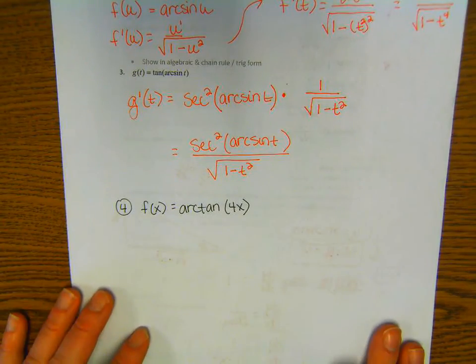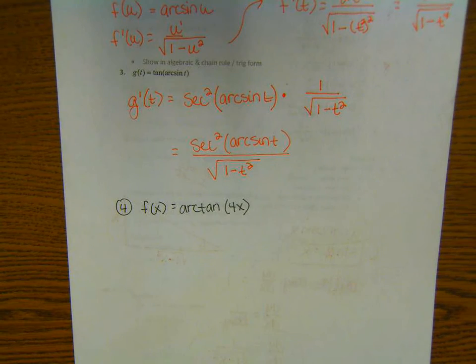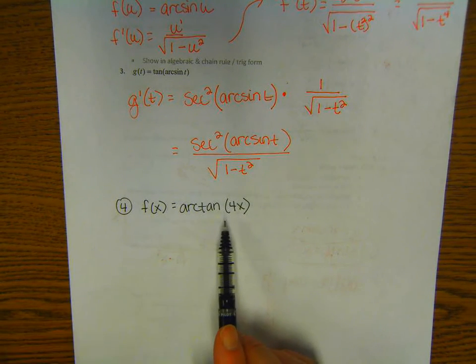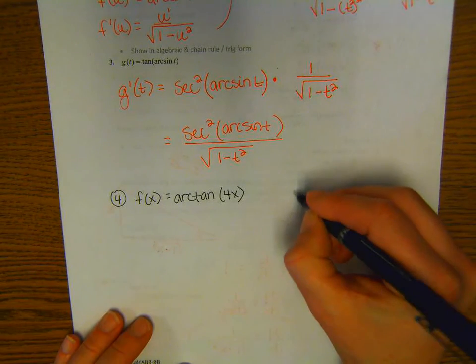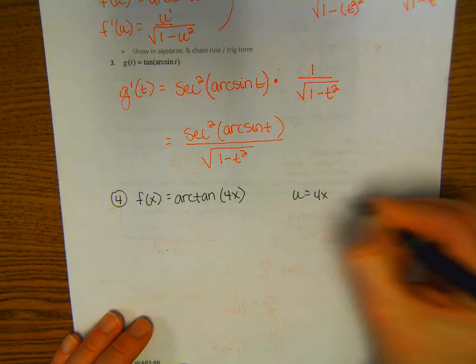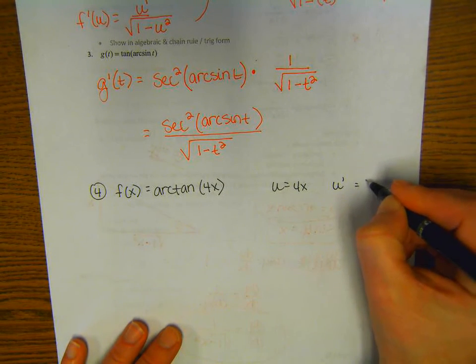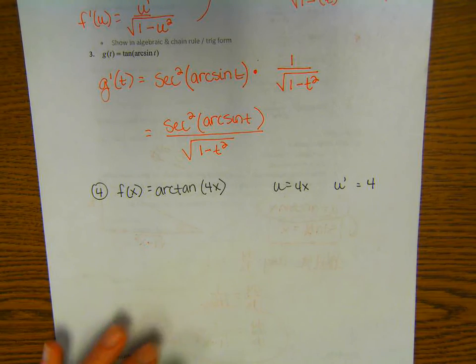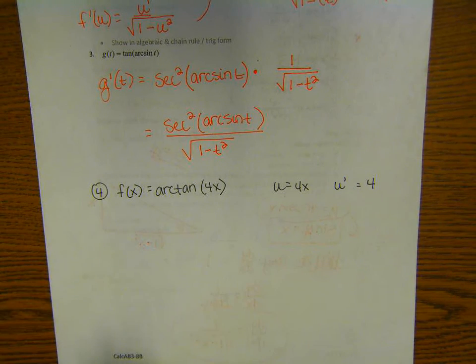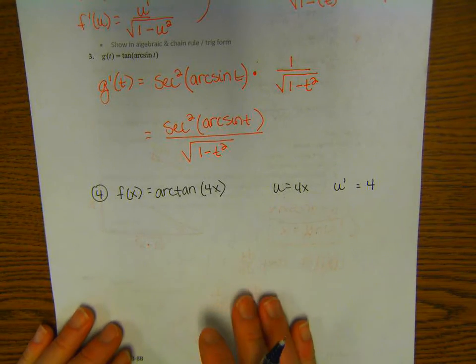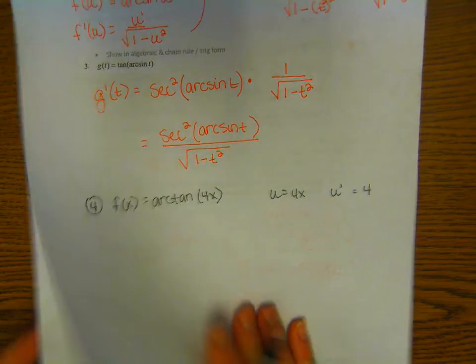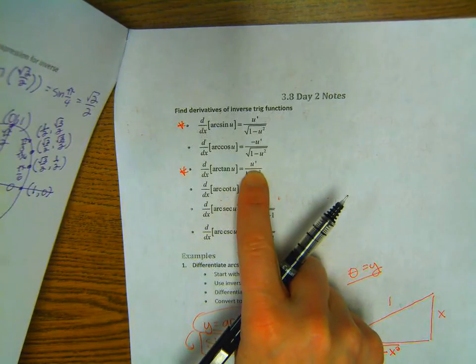So this is one where what's inside here is not just an x or a t or whatever, so we need to make sure we remember that our u is 4x, and what's our du, or the derivative of u? 4. Okay. Or you can just remember, this is just chain rule, I'm just trying to help you sort through it. Alright, so if we go back and look at the derivative of arctangent of u, we see that it's the derivative of u over 1 plus u squared.